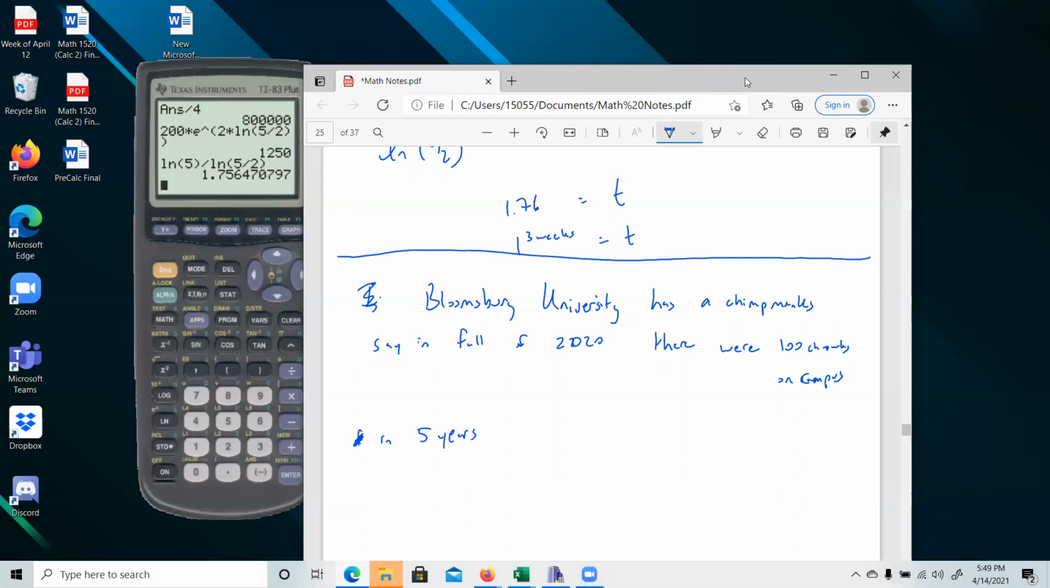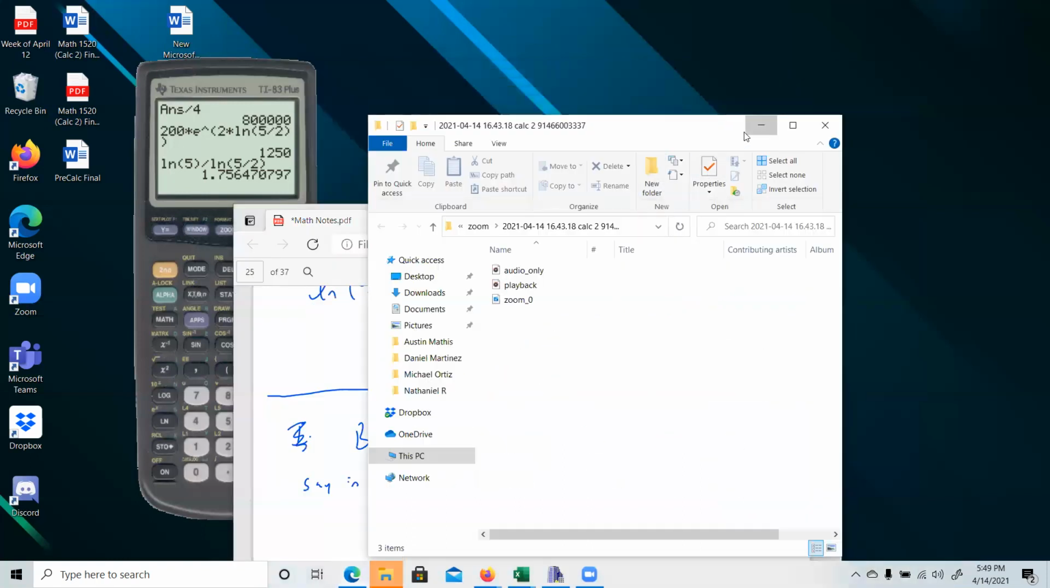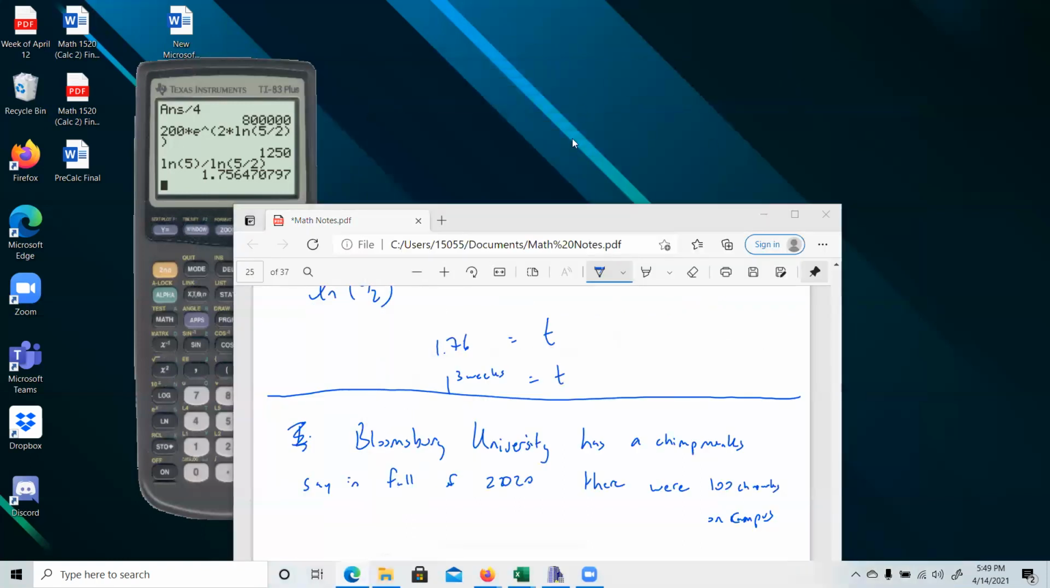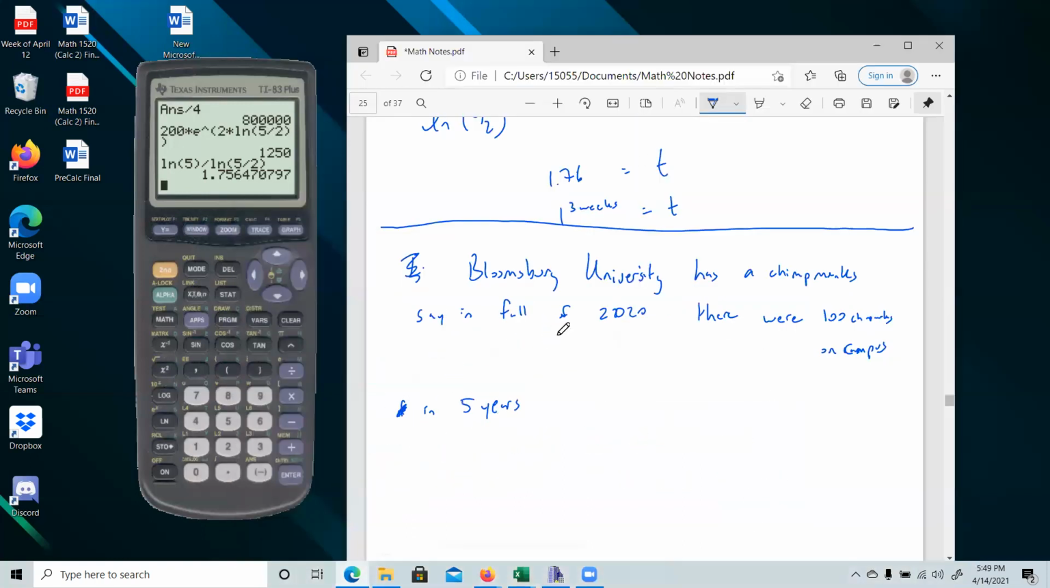Oops, where did I go? Oh, in here. Okay. Where are we? Oh, there we go. Yes, swarms of chipmunks.